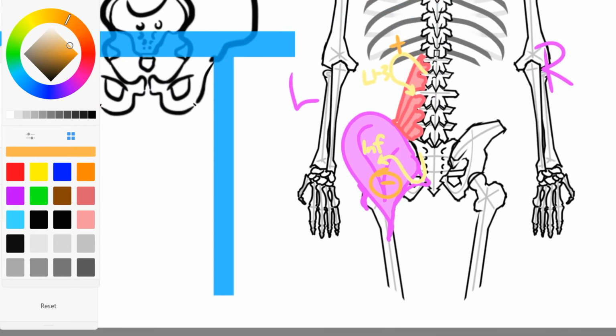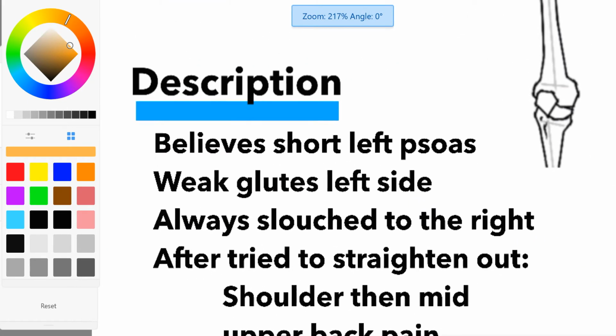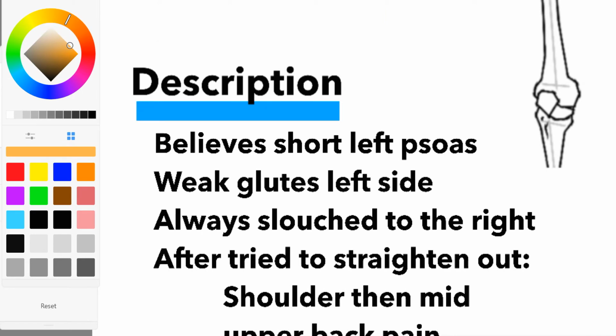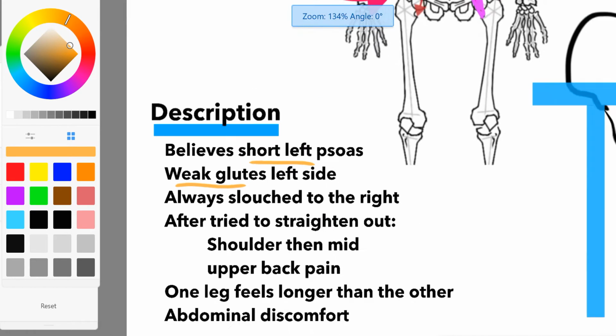So it's actually somewhat reasonable for him to say and claim he has a short left psoas. And I'm going to believe him at least in part because we also have weak glutes. If we've got a short contracting, like we've got more nerve tone going to the left psoas, we probably should see weak glutes on that same side.